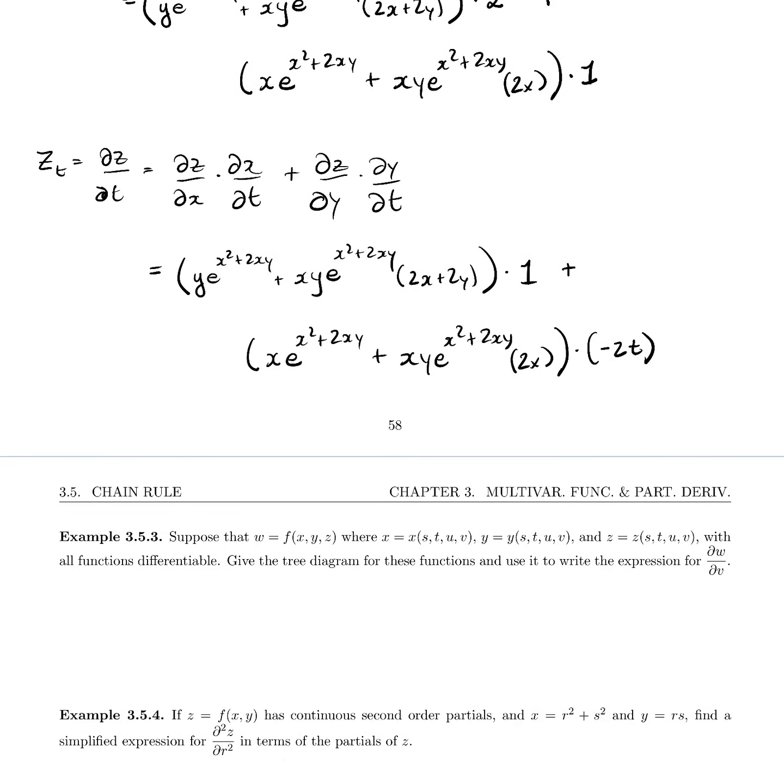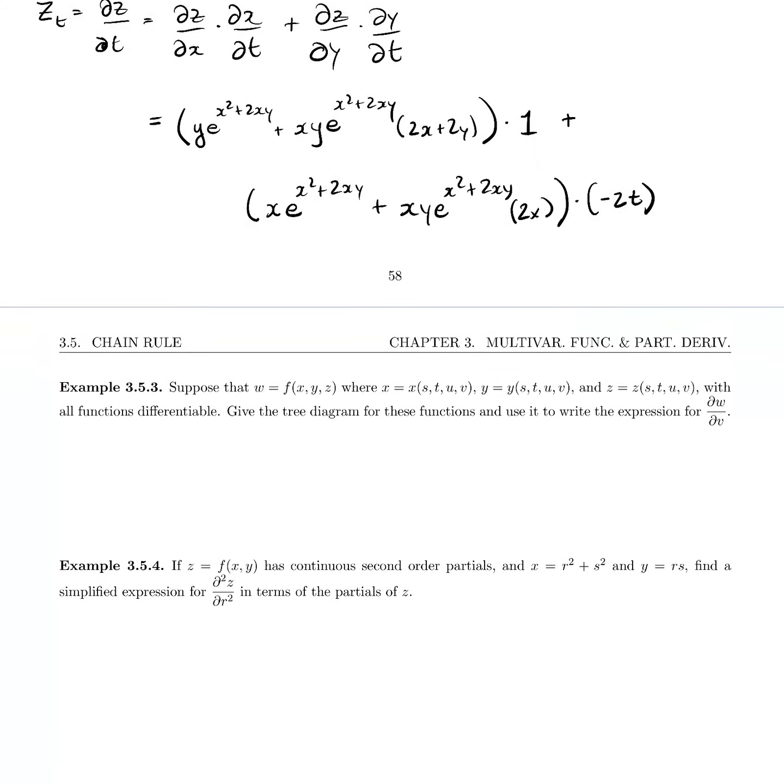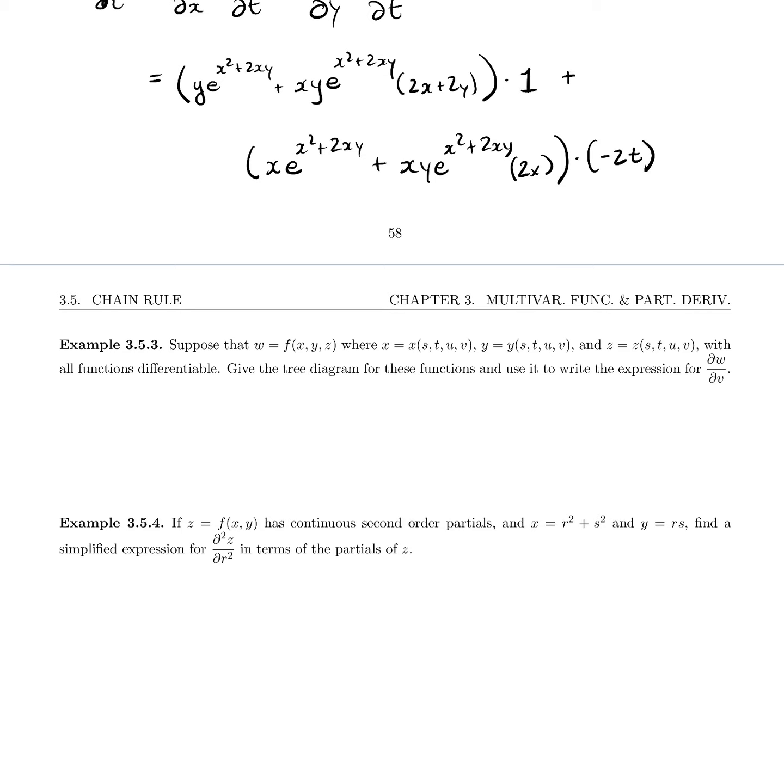Next example 3.5.3. This is about building a tree diagram. So suppose that we have w as a function of 3 variables, and each of those variables depends on 4 more variables. We're asked to give a tree diagram for these functions and use it to write the expression for one of the partial derivatives in terms of the chain rule.